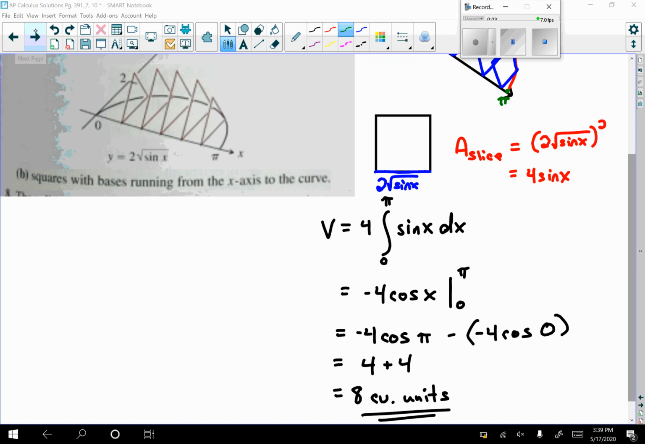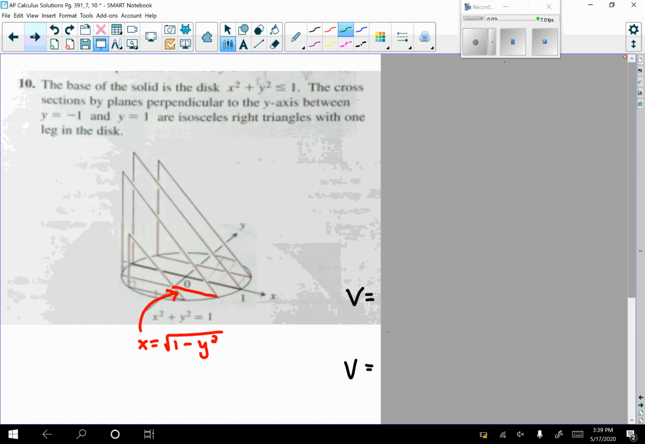All right, and then for number 10, again, it was nice that we had the figure sketched for us. Here it says the base of the solid is the disk x squared plus y squared is less than or equal to 1. We're looking at just a circle here. The cross sections are by planes perpendicular to the y-axis between y equals negative 1 and y equals 1. So we're doing this with respect to y. This means I want to take this equation and solve for x in terms of y. So I get x is equal to the square root of 1 minus y squared.